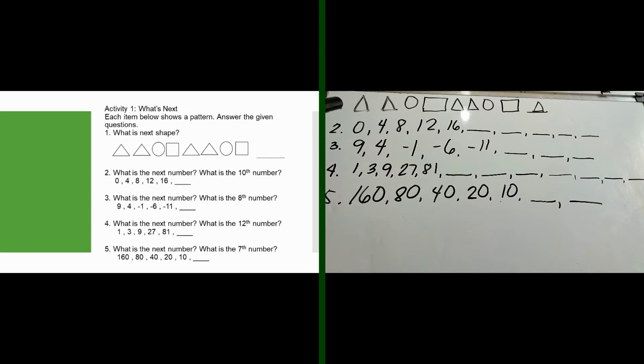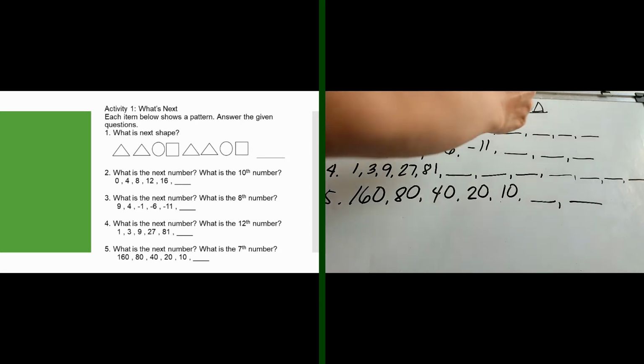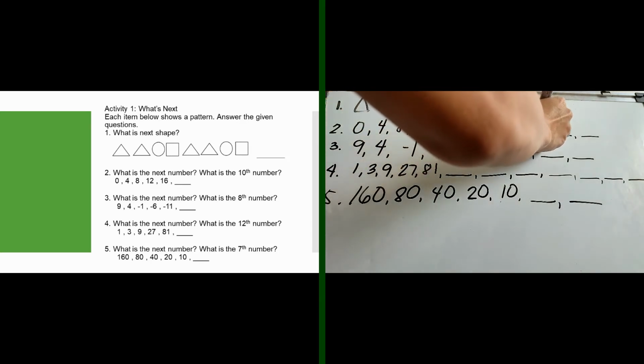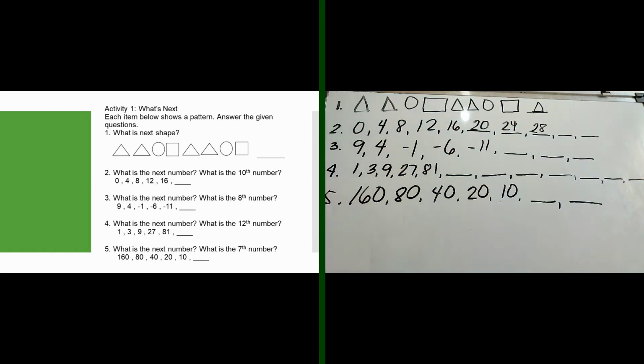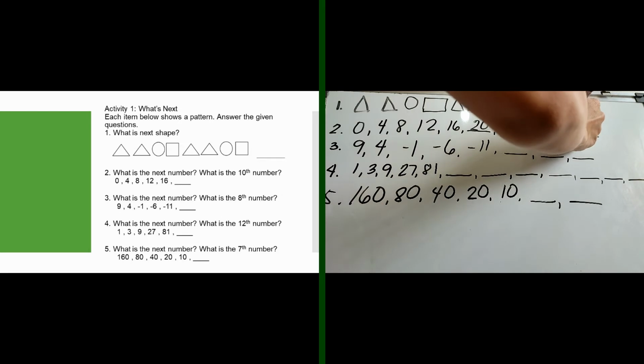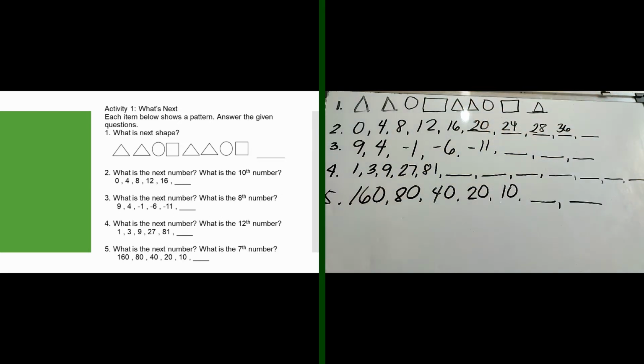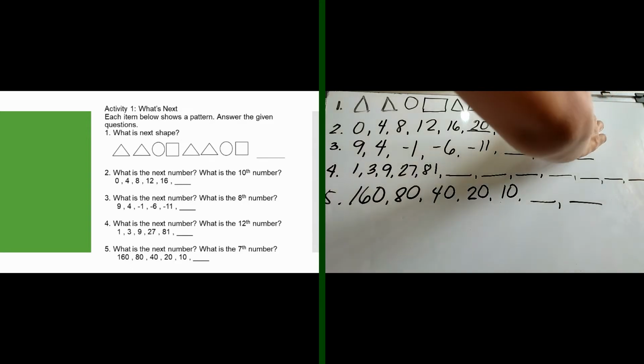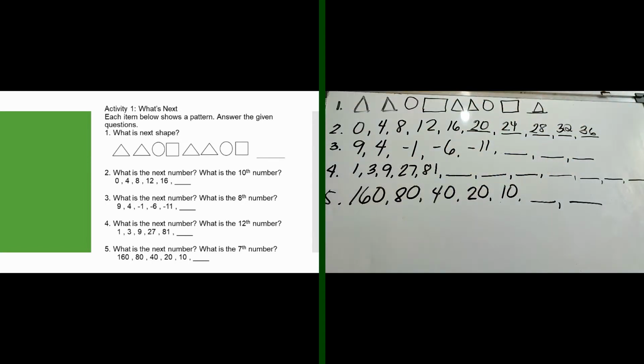Now, let's have number 2. For number 2, we have 0, 4, 8, 12, and 16. In this pattern, we're just going to add 4. So 16 plus 4 is equal to 20. So 20 plus 4 is 24. And then we have 28, and then 32. Since we need to have the 10th number, 36 will be the 10th number.